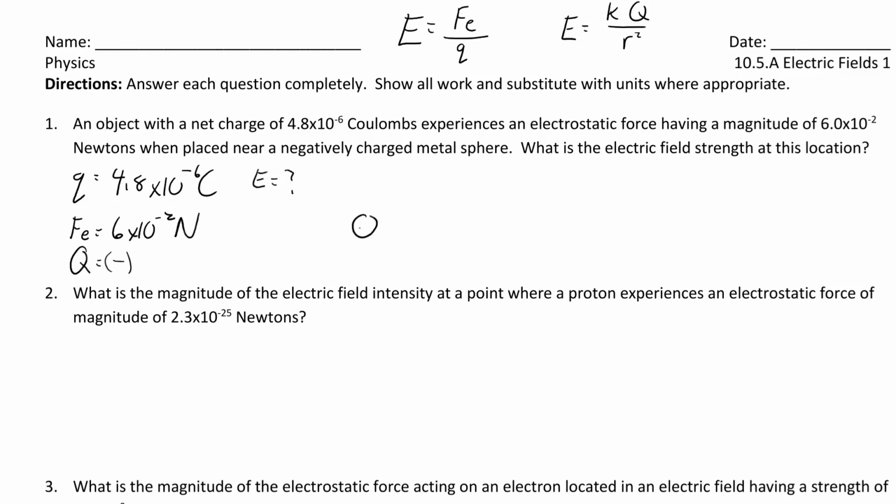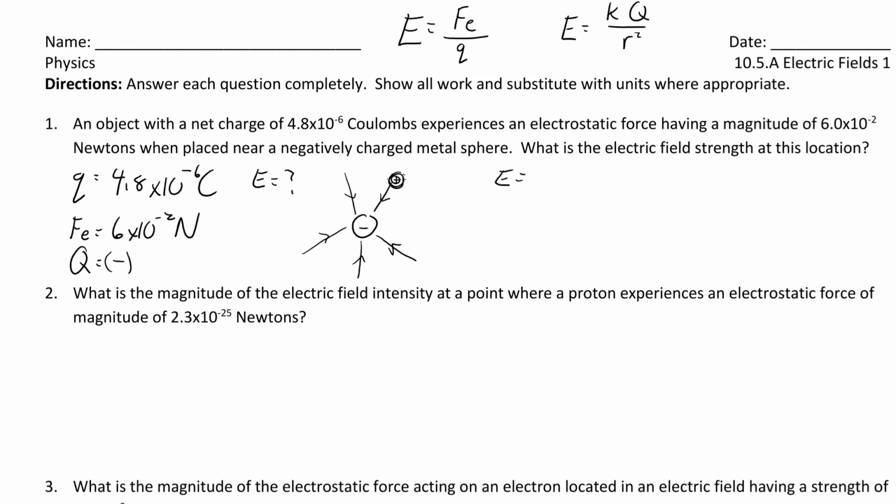So you have this negative charge, you have this positive 4.8 times 10 to the negative 6 coulombs there, and we want to know at this position in space, how strong is the electric field? How many newtons would you feel for every 1 coulomb of charge that you place here? All right, we already know what the force felt by this one specific charge is, but what is the field strength? How many newtons per coulomb?